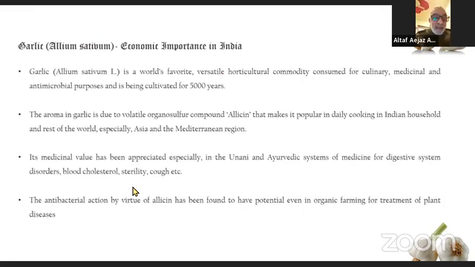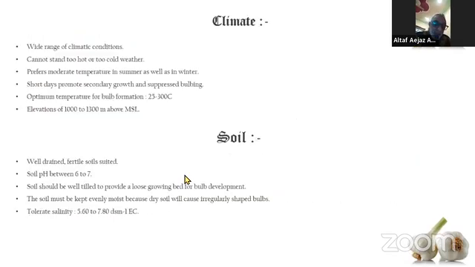Even in certain cases, I remember certain skin diseases are being treated by use of garlic paste on that spot to rectify the disorder. The antibacterial action by virtue of the allicin has been found to have potential even in organic farming for treatment of plant diseases.